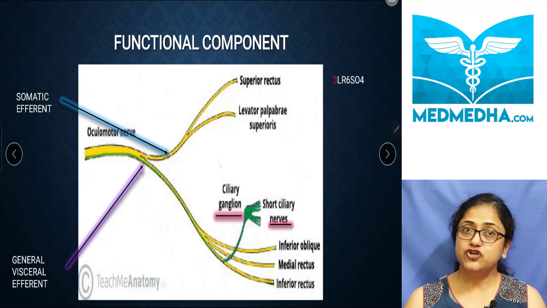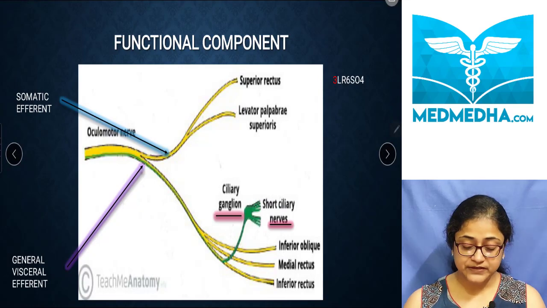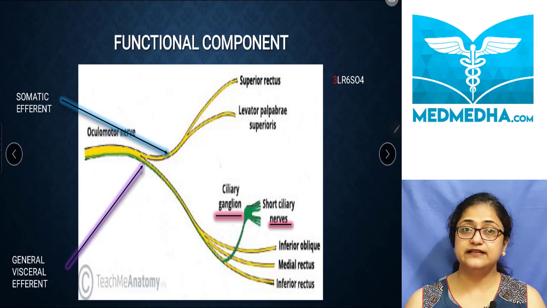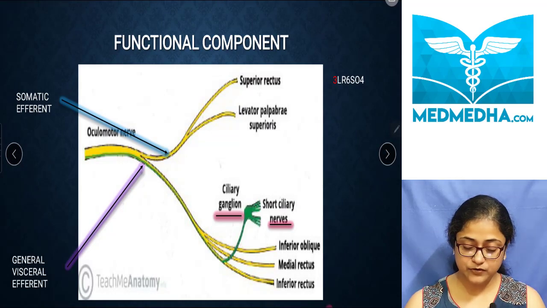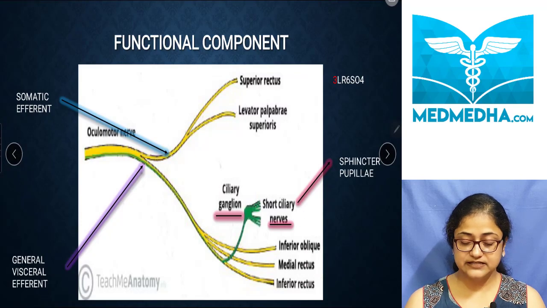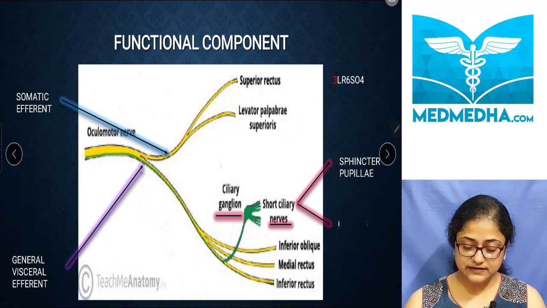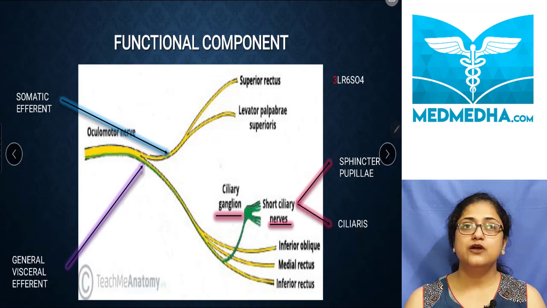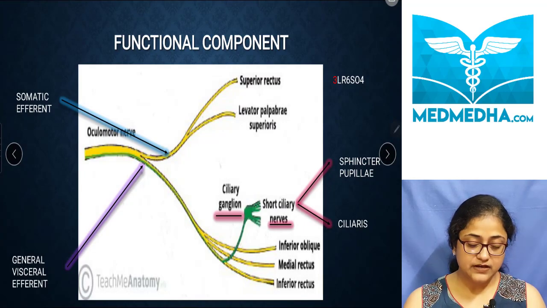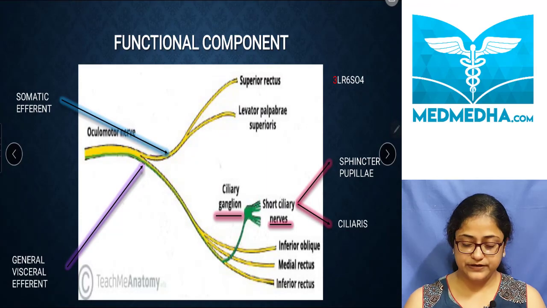Now what about the short ciliary nerve, which is carrying the general visceral efferent fibers? In the case of the oculomotor nerve it will supply 2 muscles. What are the muscles? One is the sphincter pupillae muscle, which is responsible for constriction of the pupil, and the second is the ciliaris muscle, which helps in changing the convexity of the lens, thereby helping in accommodation. So this is about the functional components.